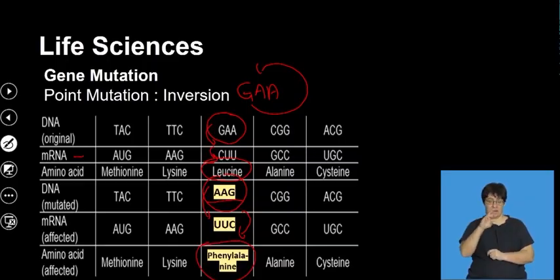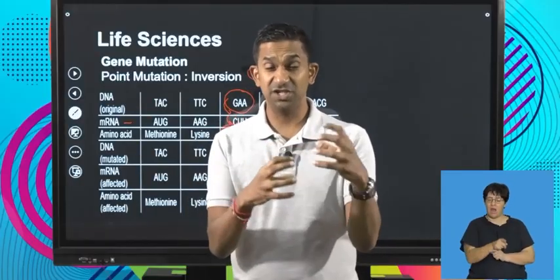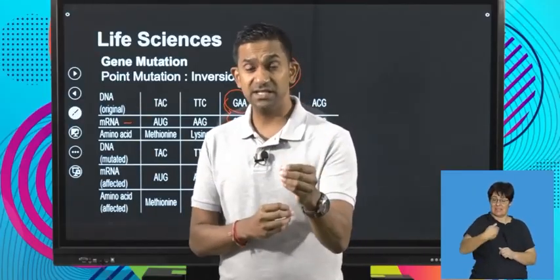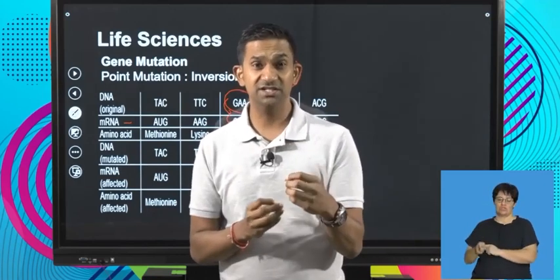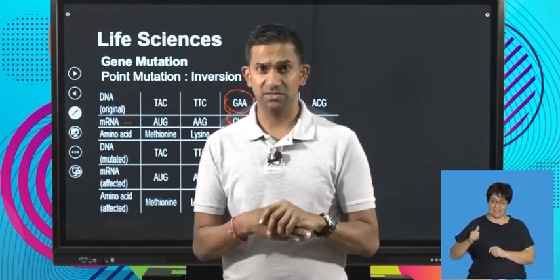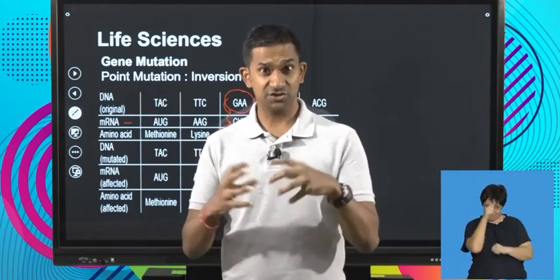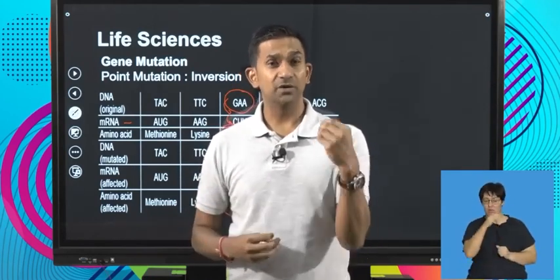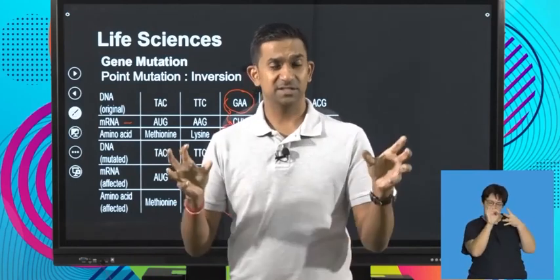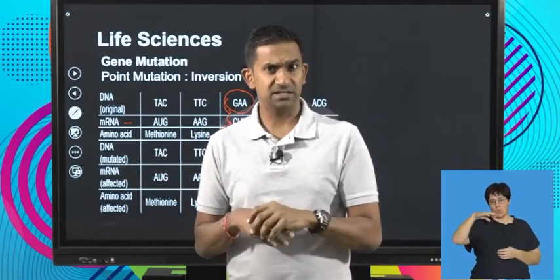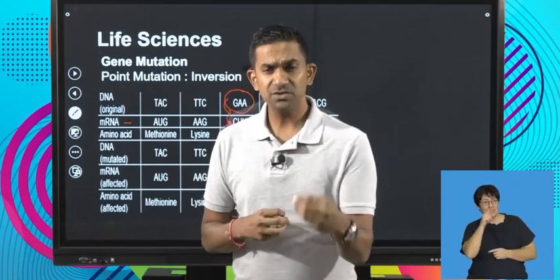Again, the result of this means that there's been a change not just in the DNA sequence, but also a change in the amino acid sequence. What does this mean to the protein? This is a change in the structure of the protein. We know that proteins are defined by the specific sequence of amino acids. What will this mean to the protein?